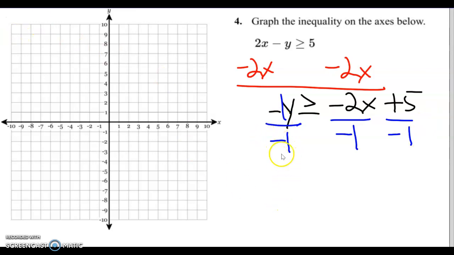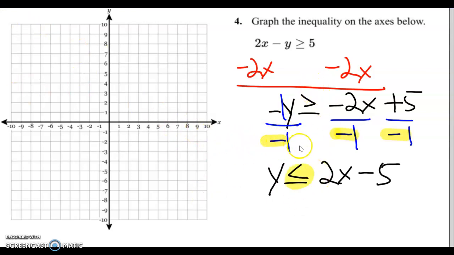Now understand I'm dividing by negative 1. And because I divide by negative 1, I got to swap the inequality. So remember, same rules apply with this as you do with regular inequalities. You divide by negative, you swap the inequality sign around. Alright, now we're just going to plot it out and then graph it.